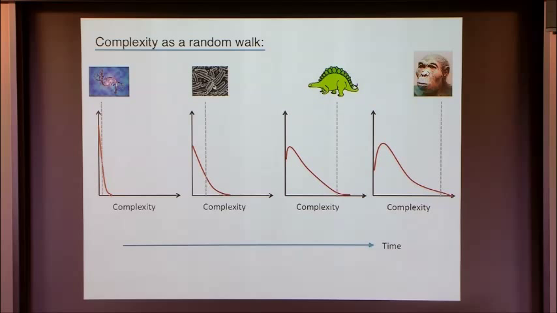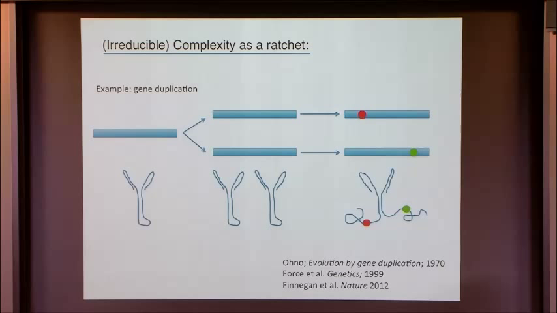But there does seem to be something that says some of these barriers are kind of sticky, right? So once you get past some level of complexity, it's harder to go back. And so that sort of irreducible complexity, there are a number of ways that can evolve, but here's an example. You start with a gene that produces this protein, and you rely on this Y-shaped domain of the protein for some function. At some point, the gene gets duplicated. Now you have two copies.